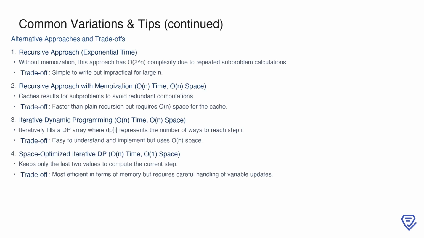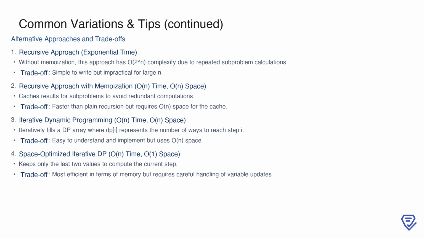Now let's look at some alternative approaches and their trade-offs. The recursive approach without memoization is the simplest to write but is highly inefficient, with O(2^n) time complexity due to redundant calculations. Adding memoization drastically improves efficiency, reducing the time complexity to O(n). However, it requires O(n) space to store the cache.